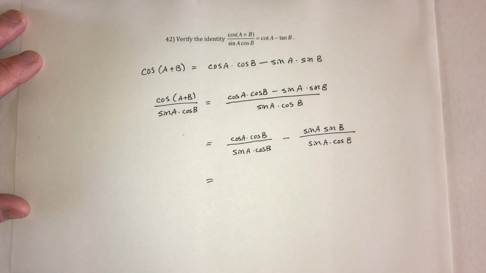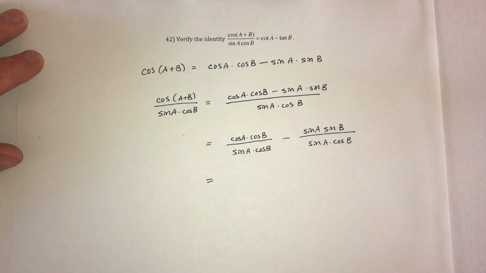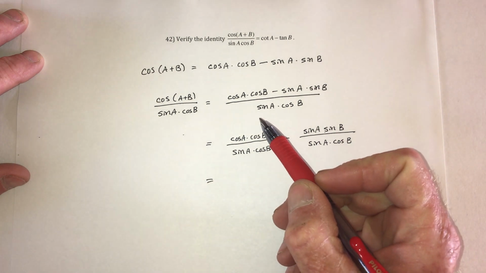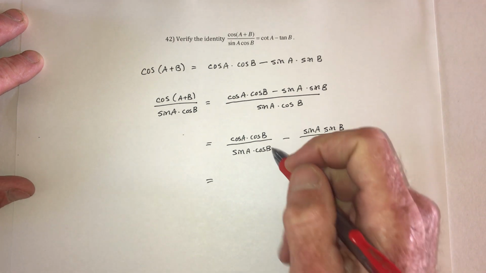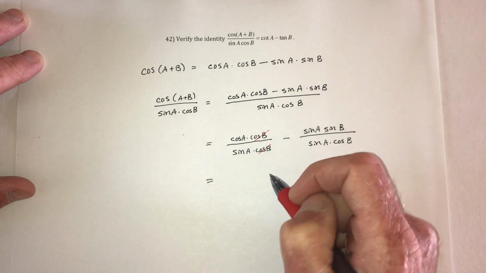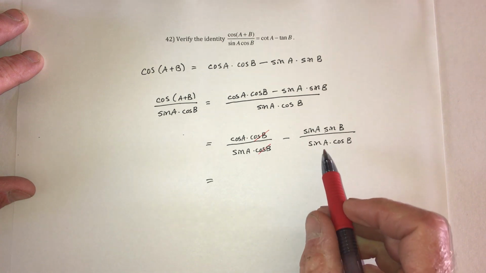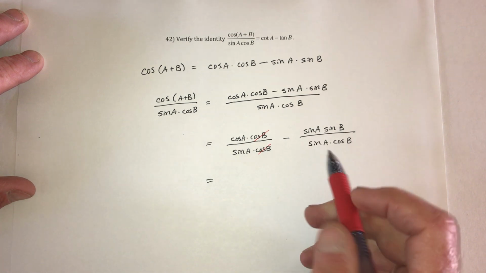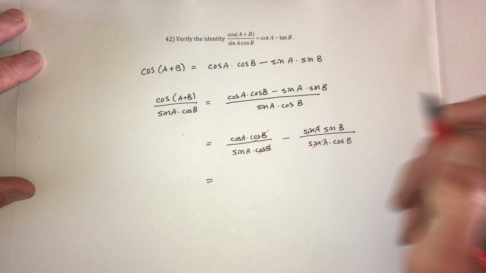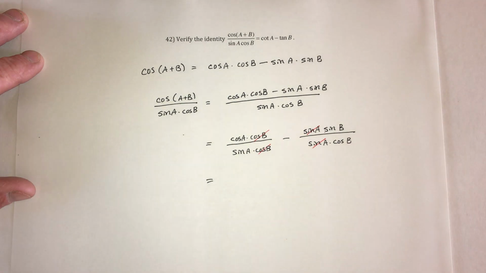And the next thing to do is look for any cancellation that's possible. If so, please use a red pen. Like right here, cosine of B and cosine of B cancel. And right here, sine of A and sine of A, they cancel. Red pen can now take a break.